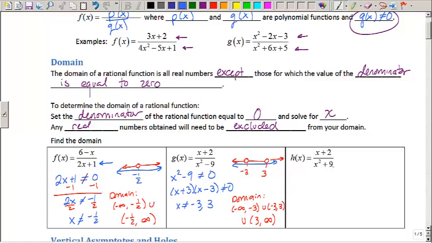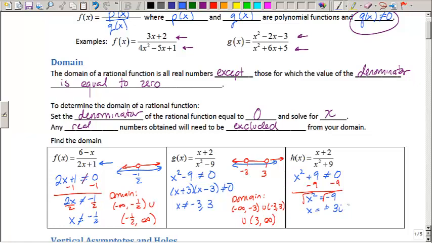For our last rational function, I have h of x equals x plus 2 over x squared plus 9. My domain is going to be all real numbers, except if there's a value that makes the denominator 0. So I'm going to set the denominator not equal to 0, because I can have everything else except that. This doesn't factor quite as nicely as the last one did, so I'm going to move the 9 over. Take the square root of both sides, and I have x is equal to plus or minus 3i.